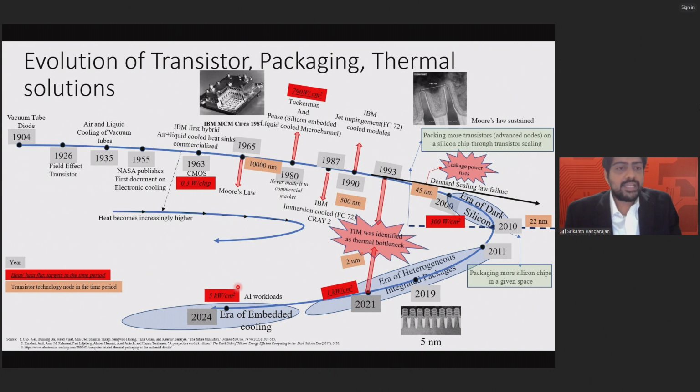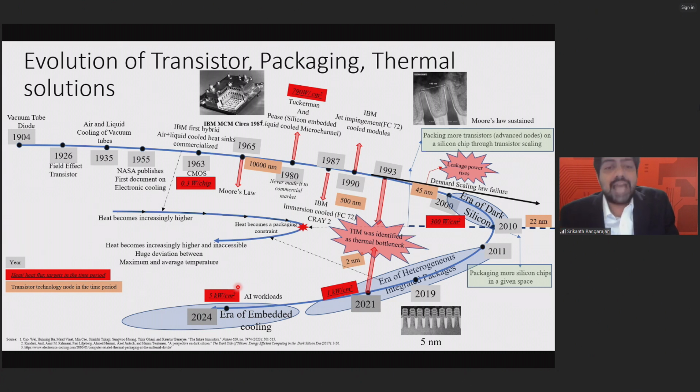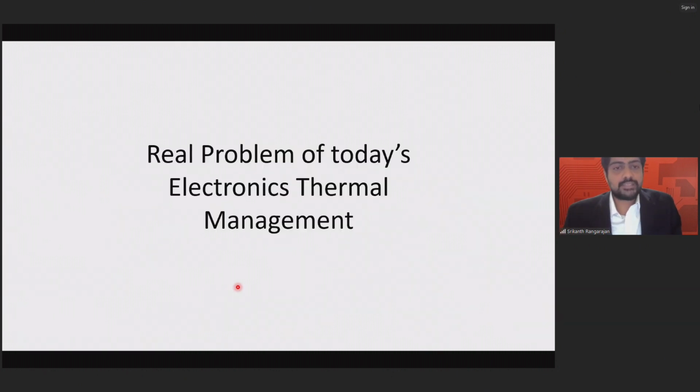Four to five decades before, heat became increasingly higher. Then in 2010, heat became a packaging constraint. So now heat and packaging have an interplay; they become entangled and inseparable. And today we are seeing that heat becomes increasingly higher, but that's not the only problem: it also becomes increasingly inaccessible. The huge deviation between the maximum and the average temperature, and the heat becoming inaccessible, is a real problem of this decade, especially with packaging getting more and more complex. That is the real problem of today's electronic thermal management.